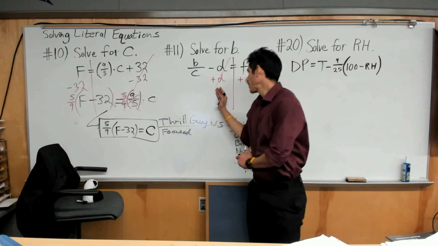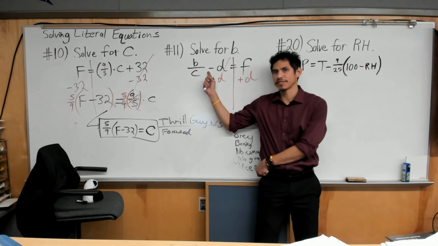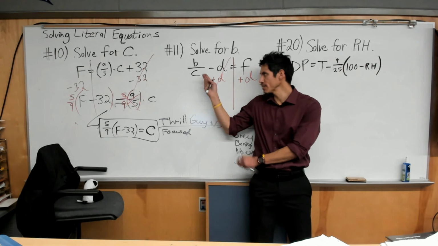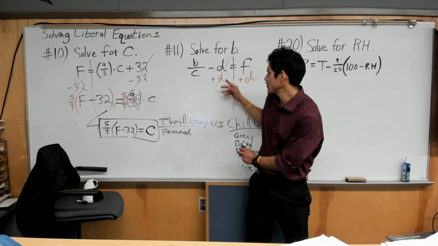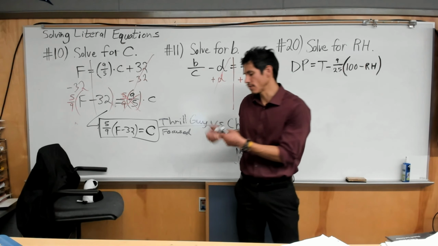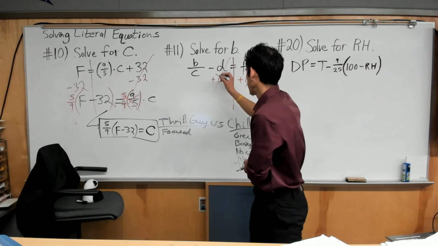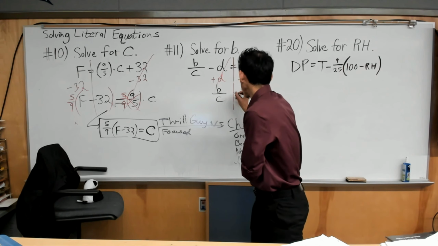Now, when you have problems like this, let me mention first, don't get scared because these are all letters. You're like, oh, I don't know how to solve these. These letters just stand for numbers. So treat them just like numbers. This is like a 5, a 4, a 3, and it's all good. We just don't know what the numbers are. So we treat them as numbers. B over C, B divided by C equals F plus D.